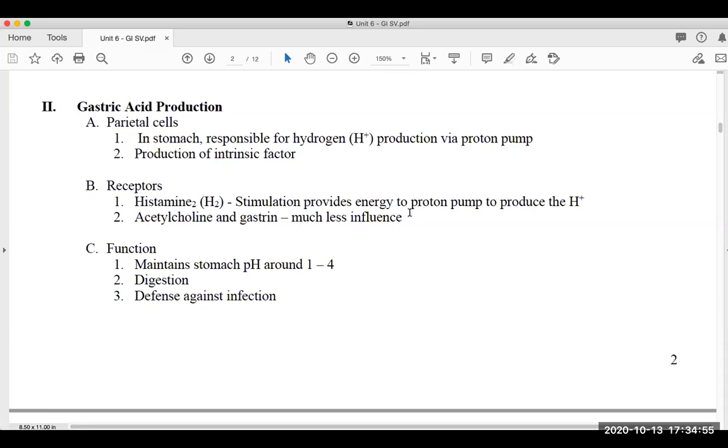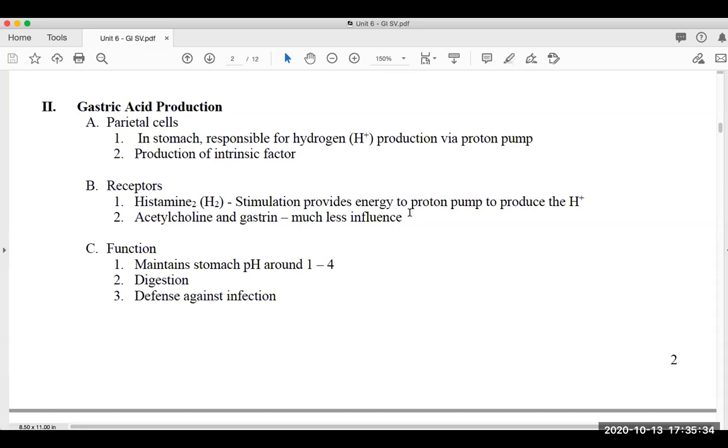The stomach is responsible for hydrogen production via the proton pump, okay? That is otherwise known as our hydrogen potassium adenosine triphosphate pump, the H+/K+ ATPase pump. And that is the pump for the transport of hydrogen ions that are located in parietal cells. So hydrogen ions are pumped out of the cell into the gastric lumen in exchange for potassium via the action of the proton pump. So that's what creates that acidic environment of the stomach. And that's how that proton pump works. And you're going to see some of the medications that we talk about actually affect that proton pump, okay?